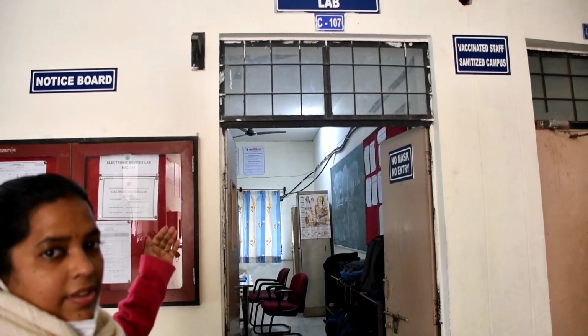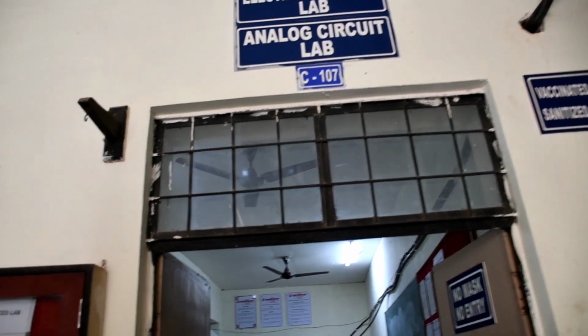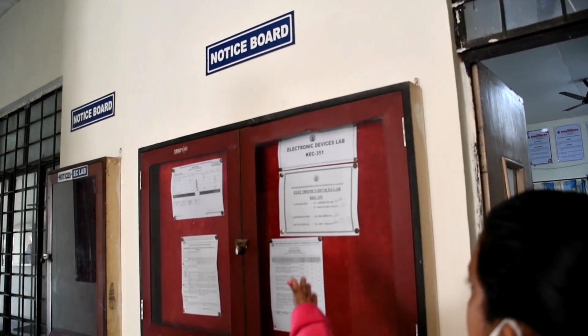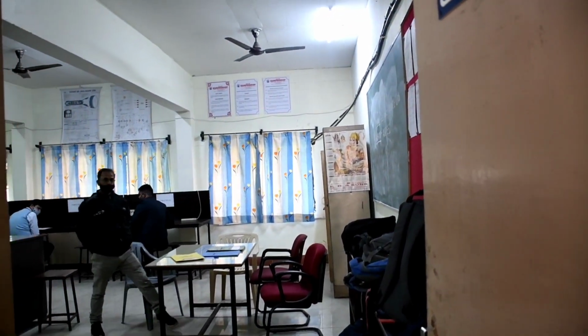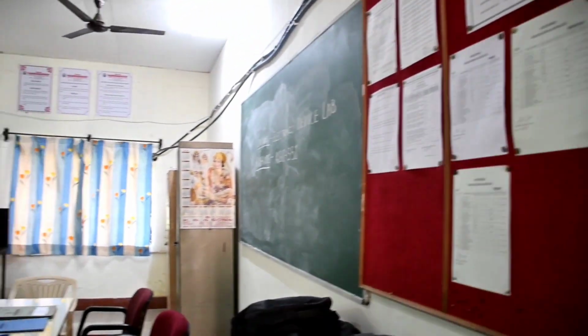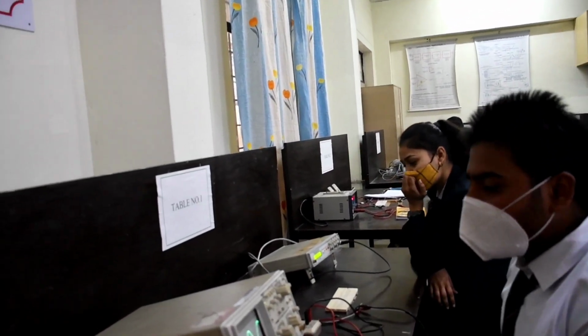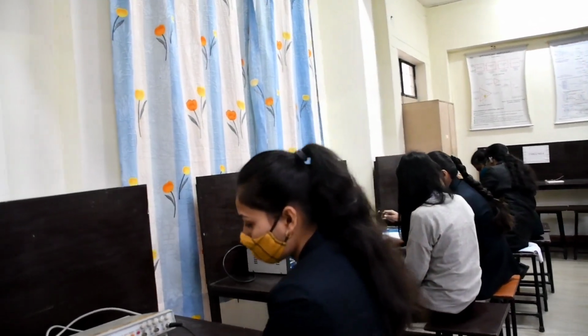Lab. This is the notice board. Here we have displayed all the things, activity chart and the LI, LT and all faculty members. This is notice board. Here, and this all setup we have done for the experiments we are doing in the electronic devices lab.